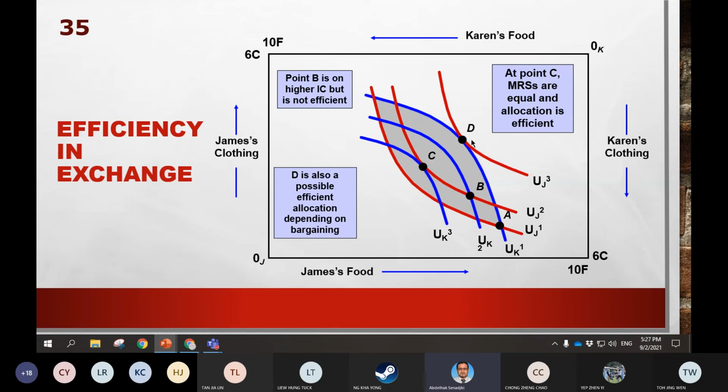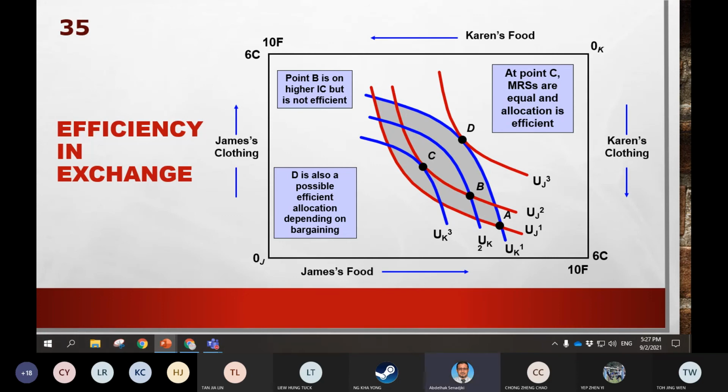But if James has more power in bargaining and expands his indifference curve up and up, and Karen stays at the same UK1, then the allocation could be here, or also here. For example, at point E, where we have UK2 for Karen, and we have UJ, for example, 4 or 3 with James.